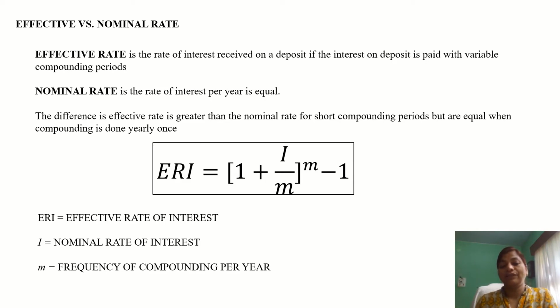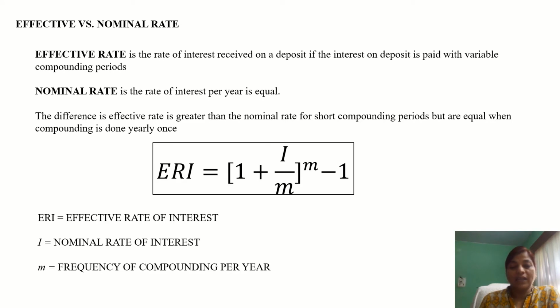Generally, the effective rate will be greater than the nominal rate. For example, if you take fixed deposits, it may start for 30 days at 7% like that. But for a savings account, it will be 4%. So you can find the difference in short compounding periods, but when it is more than 1 year, you generally see that both of them are equal.